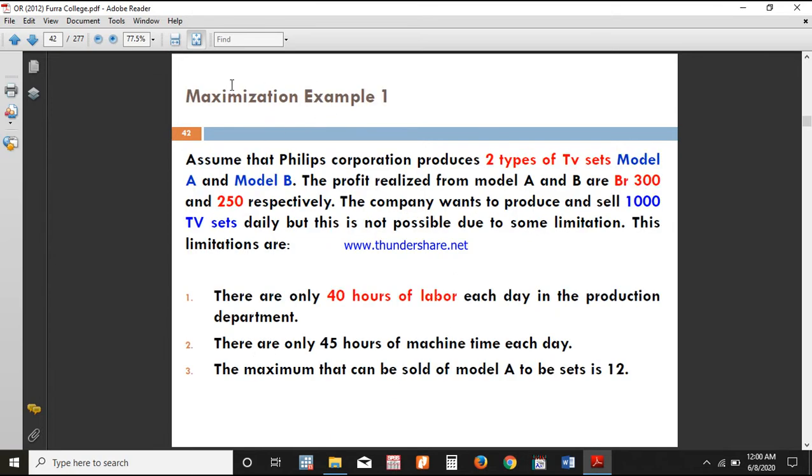To start with, here is a maximization example. Assume that Philips Corporation produces two types of TV sets, model A and model B. The profits realized from models A and B are 300 and 250 respectively. The company wants to produce and sell 1,000 TV sets daily, but this is not possible due to some limitations. The limitations are that there are only 40 hours of labor, only 44 hours of machine time each day, and the maximum that can be sold of model A is 12 sets.